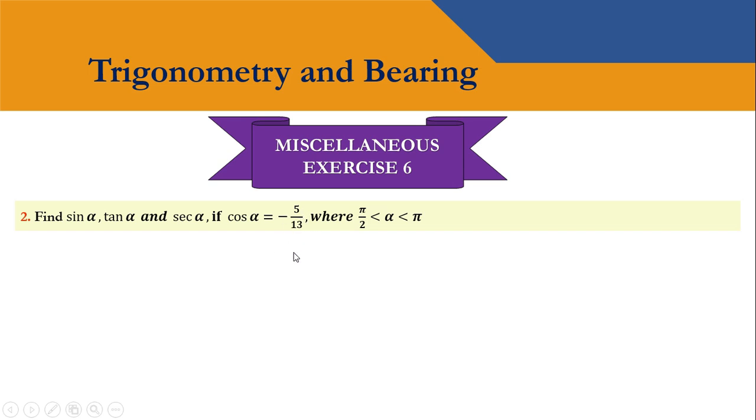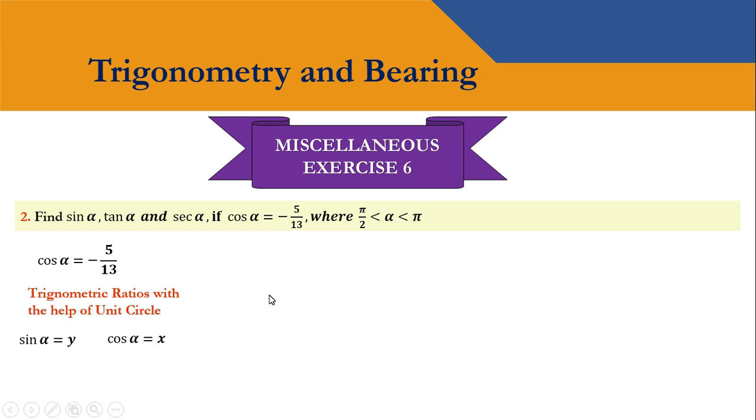So let's solve this question. The cos alpha is equal to minus 5 by 13, and we know the trigonometric ratios with the help of the unit circle. We know that sine alpha is equal to y, cos alpha is equal to x, and tan alpha is equal to y divided by x. And further we know that the equation of the unit circle is x square plus y square is equal to 1. So here the value of cos alpha is given.